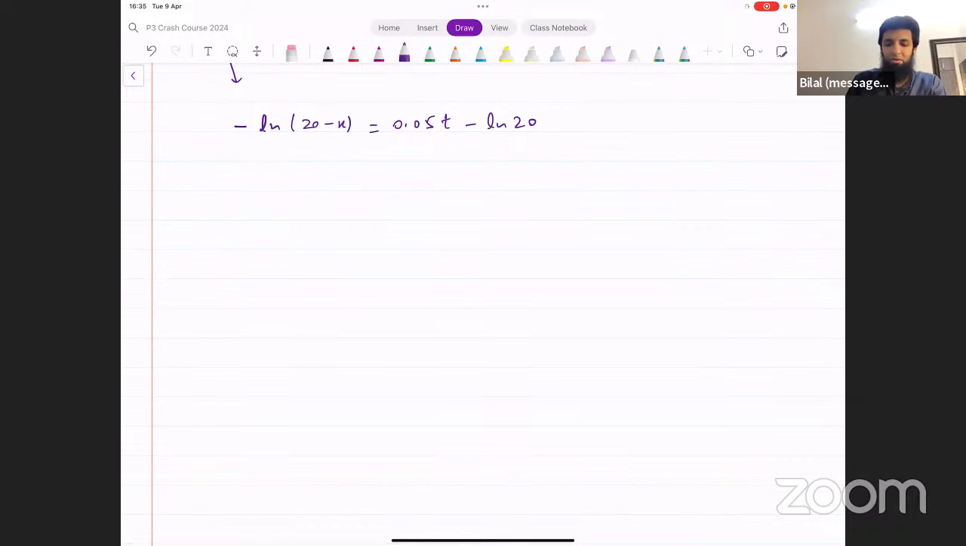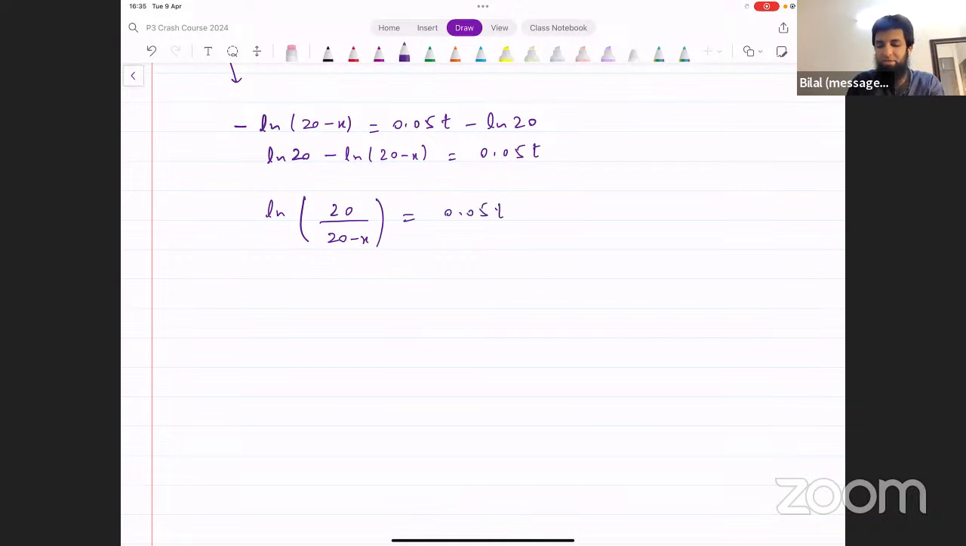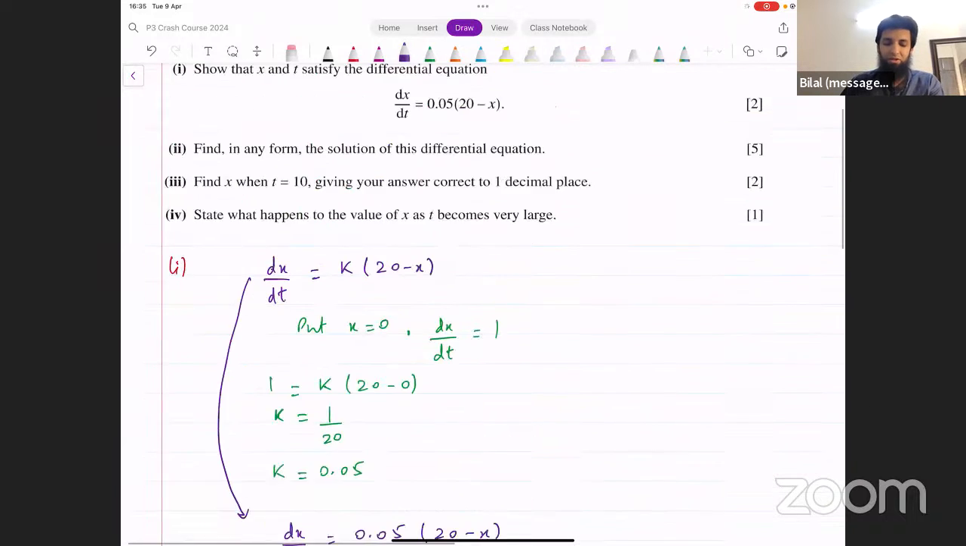You can take this to the other side, for instance, or maybe bring this ln term to the left side, and that will give you something like this. ln of 20 minus ln of 20 minus x. On the other side, you've got 0.05 times t. Okay, you have to convert it to a single ln. So now we have subtraction outside log. Inside the log, it's going to become division. So it becomes ln of 20 over 20 minus x. That equals 0.05 times t.